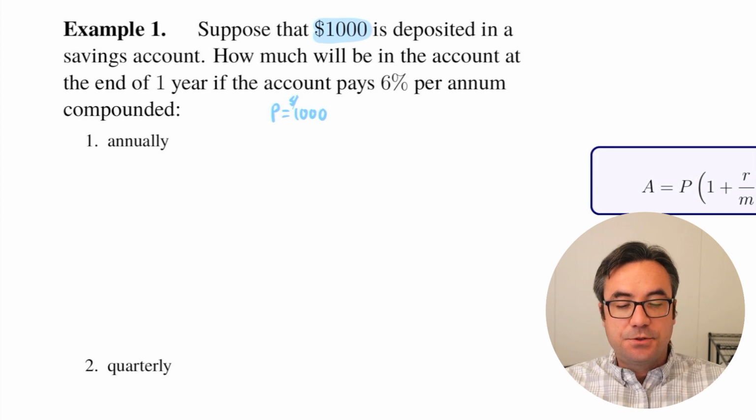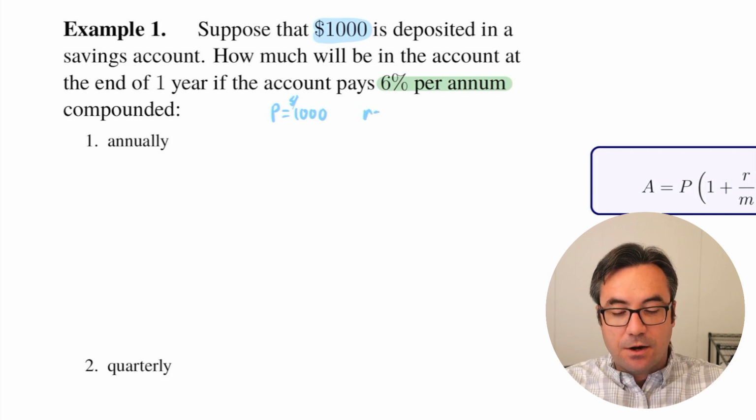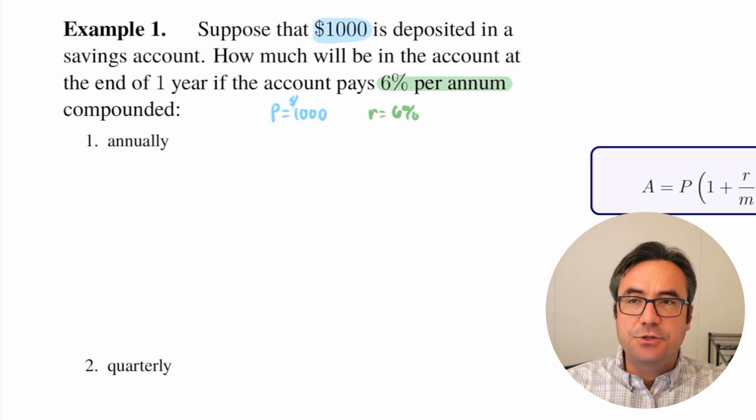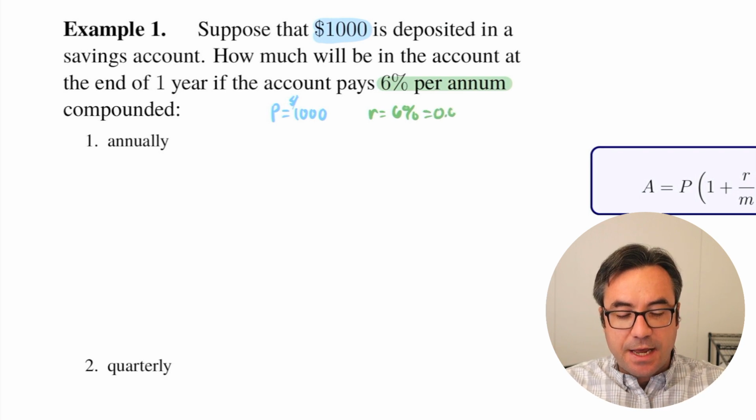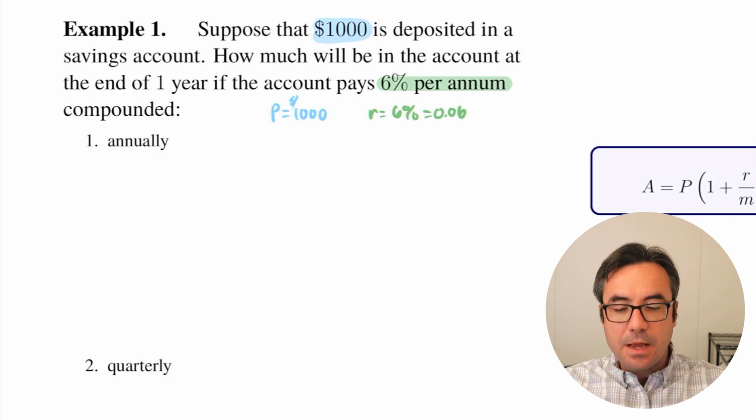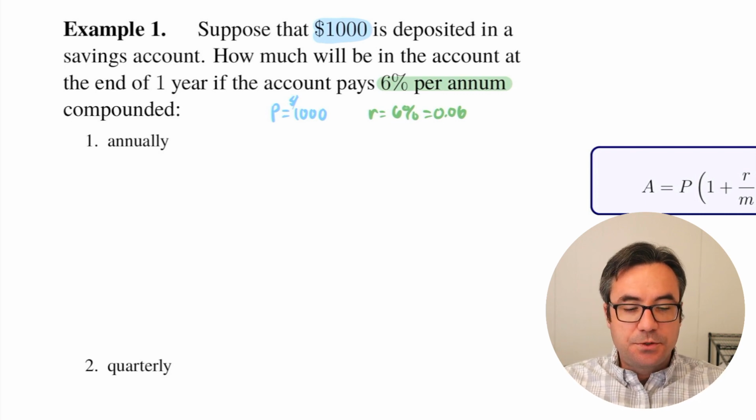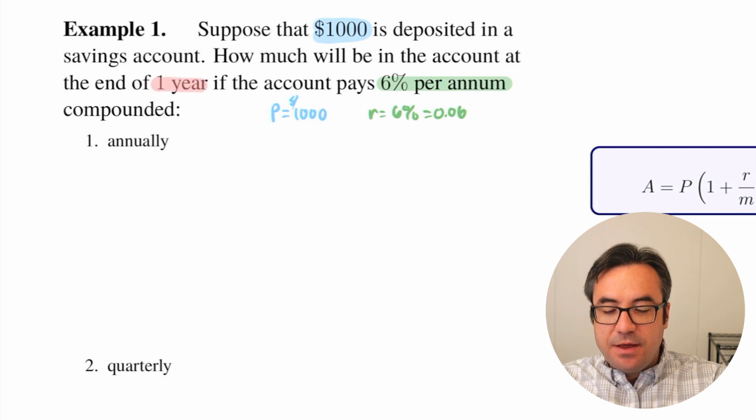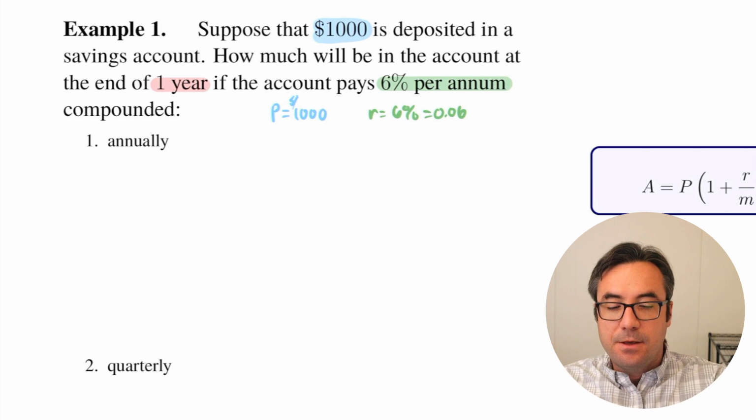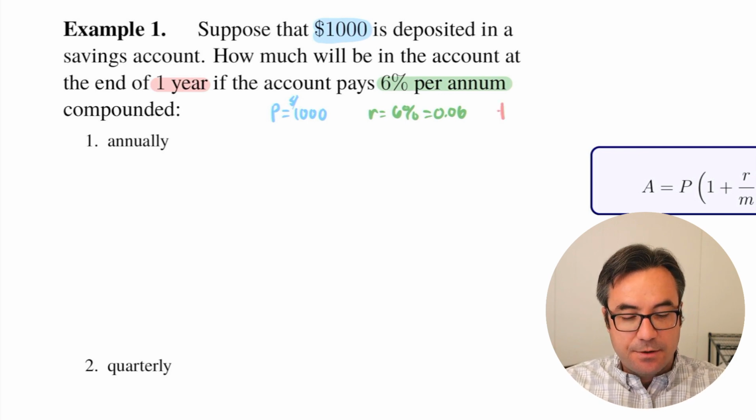All right, now we're also told that the interest rate is 6%. So that's telling us R is 6%. But when we use our compound interest formula, we're going to always write this as a decimal. So we'll write that as 0.06. And then finally, we're also told that we're just investigating what happens at the end of 1 year. So we're told our T value here is going to be 1.